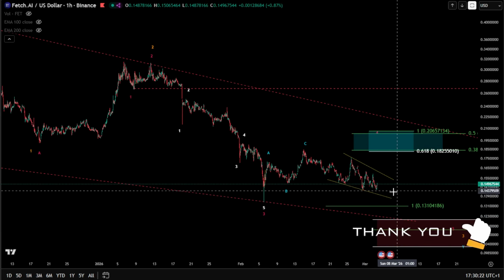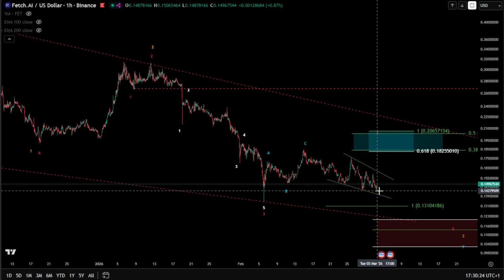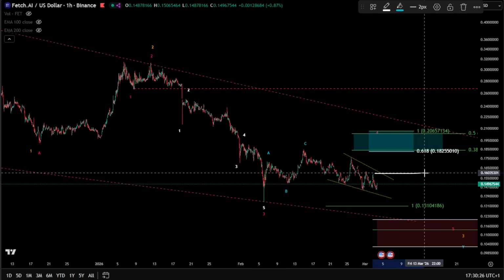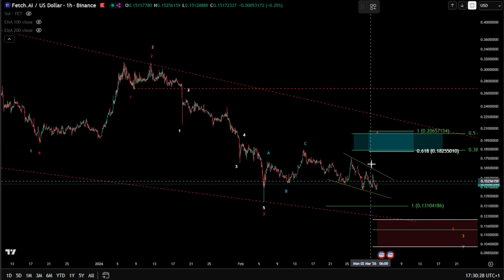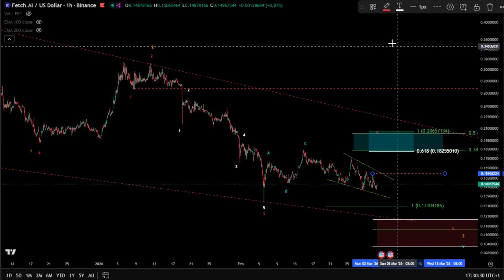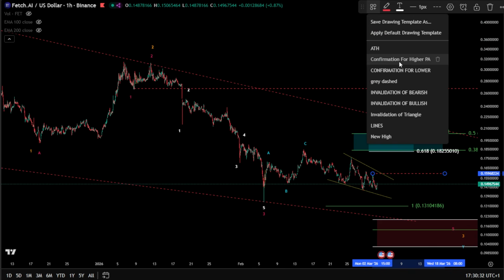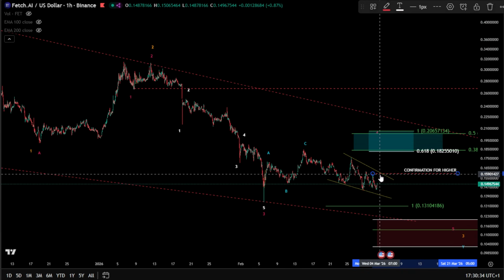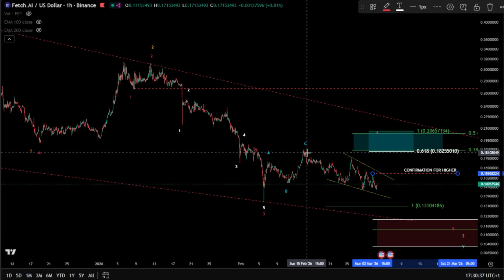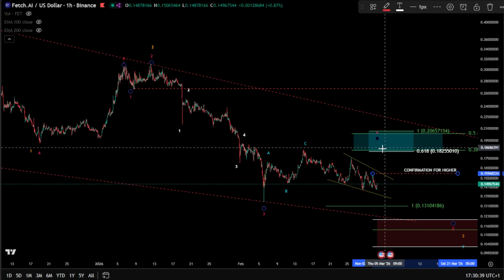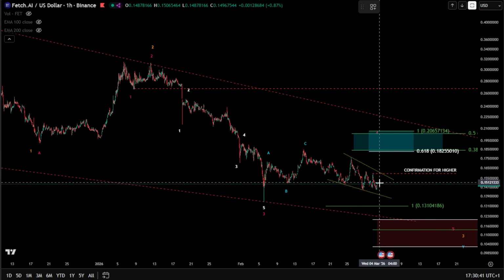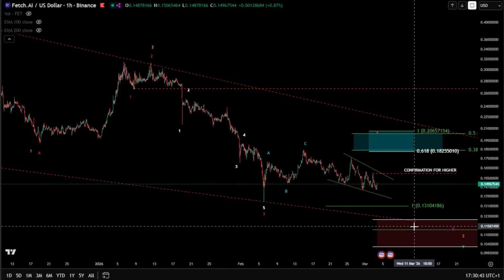But confirmation for this, I would say, is taking the high at least here. Confirmation for higher prices by taking this high. And that means if you take it there, yeah, there is a very likely possibility to take the next high in this blue box again, and then pushing down again for wave 5.